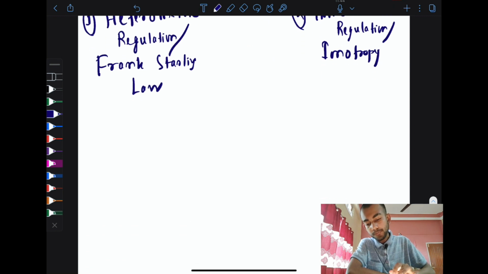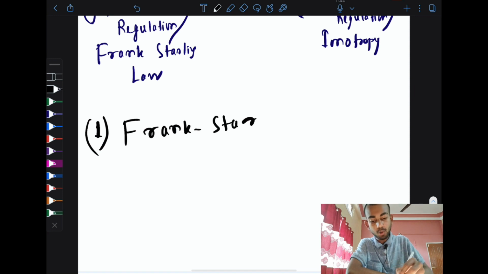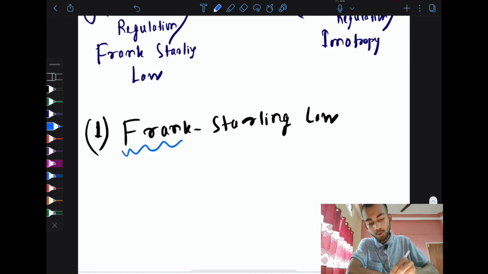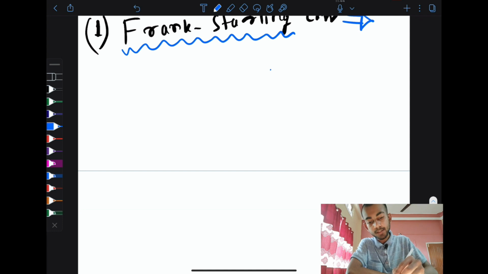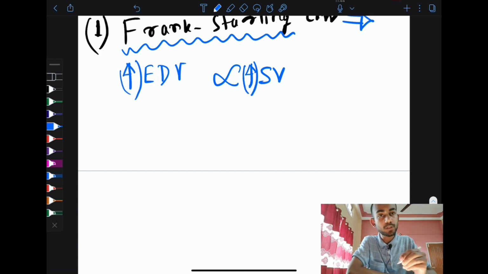So let us talk about the Frank-Starling law, the heterometric regulation first. Give heading Frank-Starling law. Guys, what does this Frank-Starling law say? This Frank-Starling law says that the stroke volume is directly proportional to the end diastolic volume. That means if the amount of blood present at the end of diastole in the ventricle increases, this will lead to an increase in the stroke volume. This is obvious, isn't it?